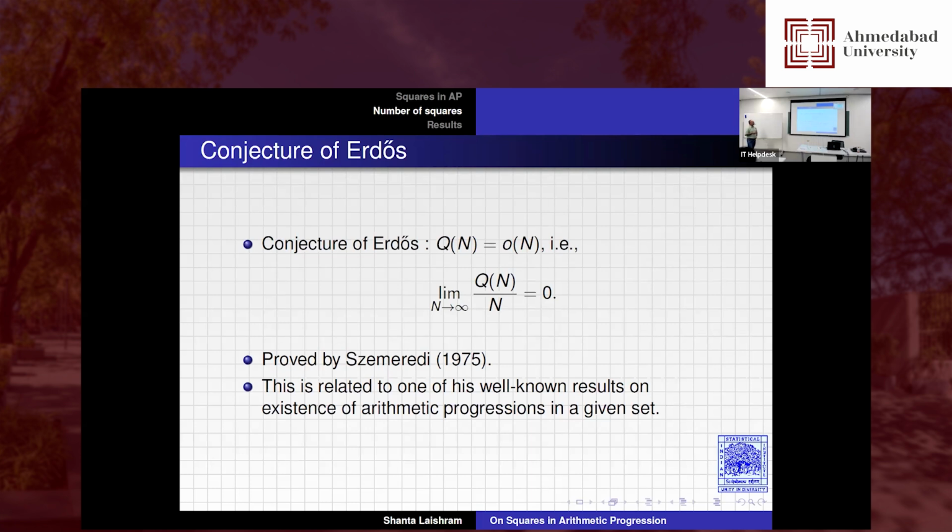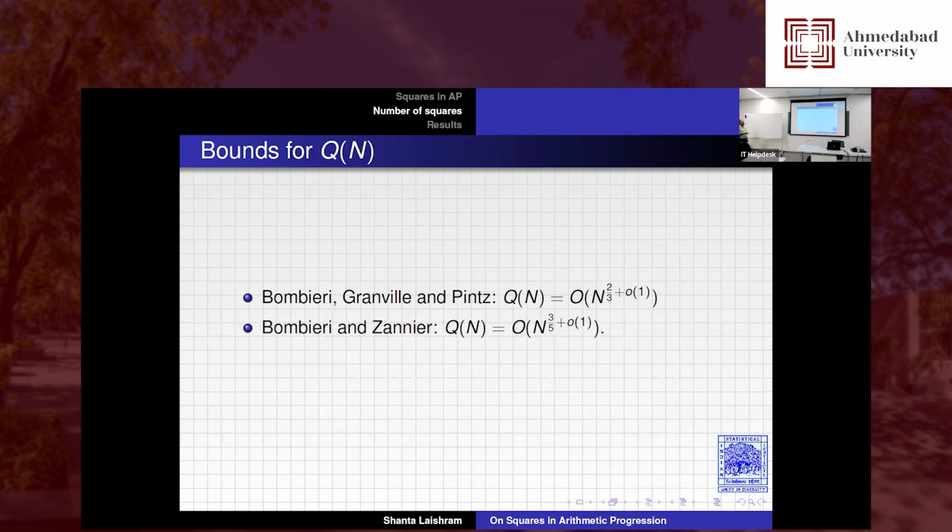Now, the next question is how big or how small is it? Then there's this recent work of, okay, I didn't write the year, 2012, 13. There's this work of Bombieri, Granville, and Pintz where they show that the number of squares can be at most n to the power 2 by 3 for any n. And later on, Bombieri and Zannier improved this power to n to the power 3 by 5. Basically, it says that when n goes to infinity, the maximum number of squares should not go beyond n to the power 3 by 5.